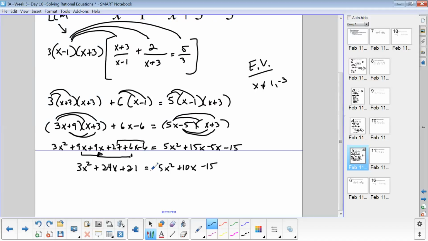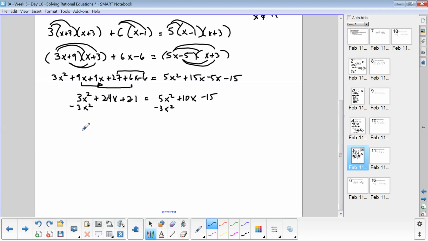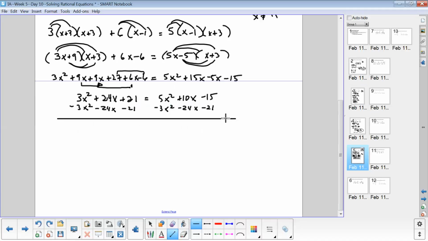So I just combine what I can, and then I'm just going to move everything. So I'm going to subtract the 3x squared, and I'm going to subtract the 24x, and I'm going to subtract the 21. I'm just moving all of my terms from the left side to the right side, which will put me with 0 on the left. So this will be 2x squared minus 14x minus 36.